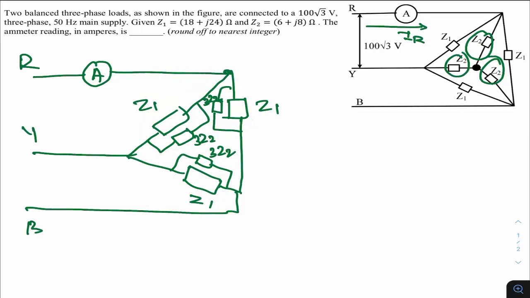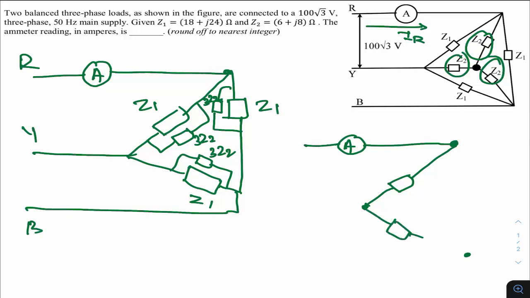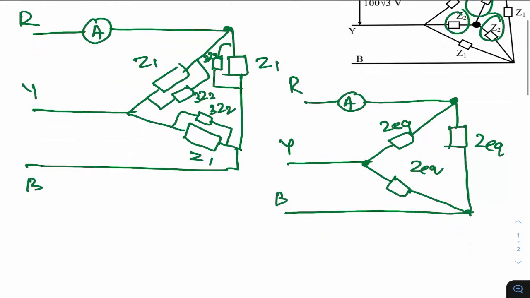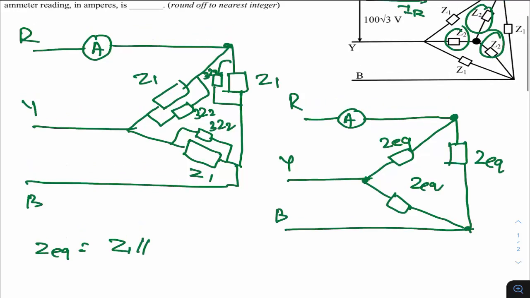So if I do that, the corresponding circuit will look like this. This is my ammeter. Let me first draw the corresponding arms. This is Z equivalent, this is also Z equivalent, and this is also Z equivalent. What is Z equivalent? Z equivalent is the parallel combination of Z1 with 3Z2. So this is your R, this is your Y, this is your B. Okay? So Z equivalent is Z1 in parallel with 3Z2.